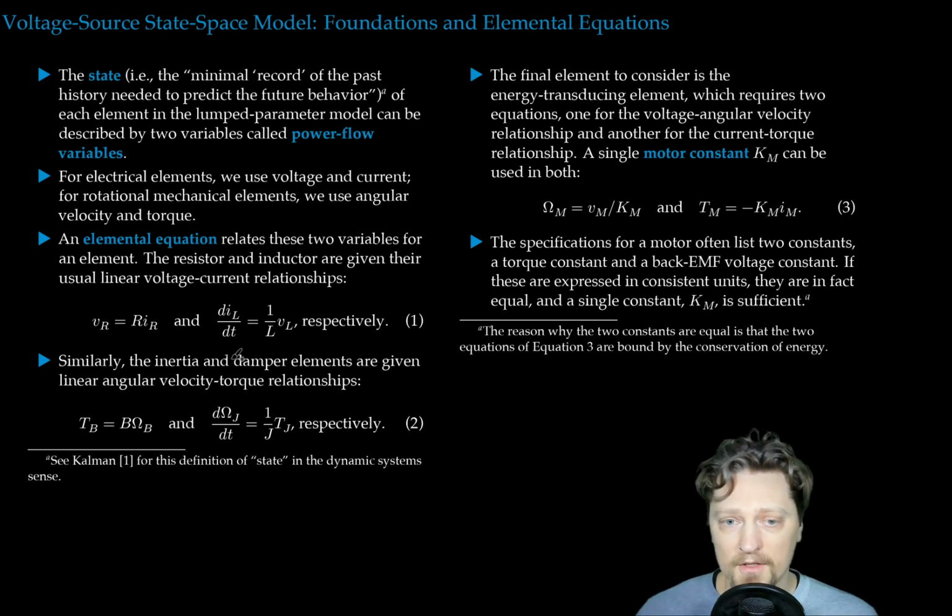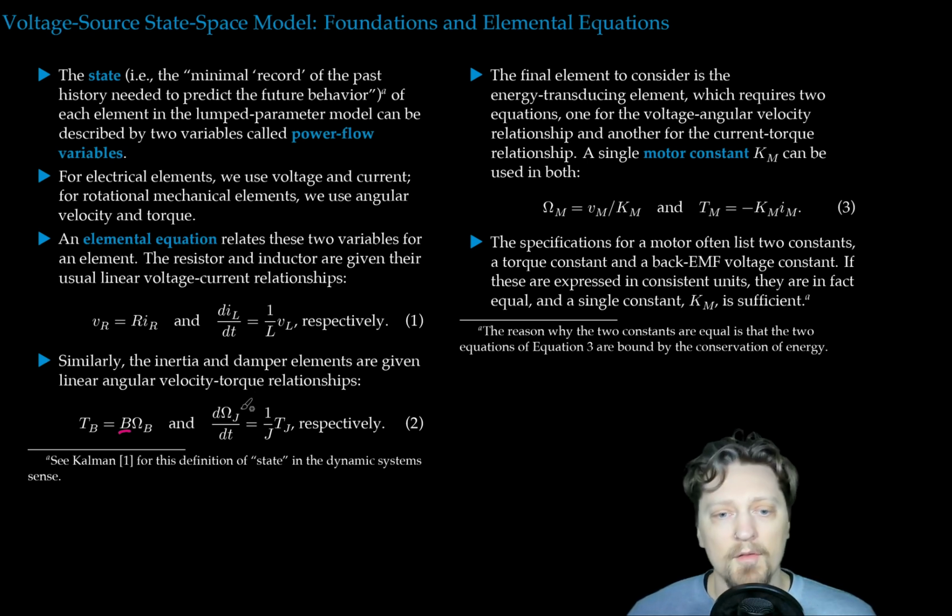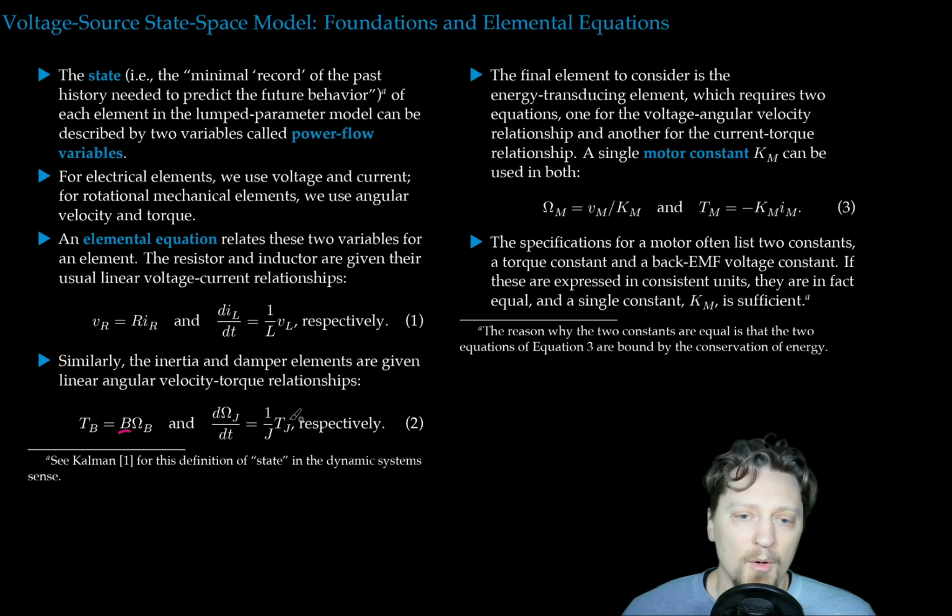Similarly, the inertia and damper elements are given linear angular velocity torque relationships. The torque of the damper is proportional to the angular velocity of the damper with constant of proportionality B, the damping coefficient, and the time rate of change of the angular velocity of the moment of inertia is proportional to the torque on the inertial element with constant of proportionality 1 over J.